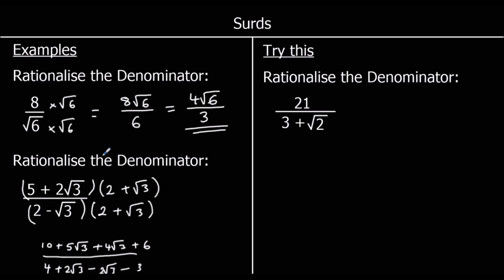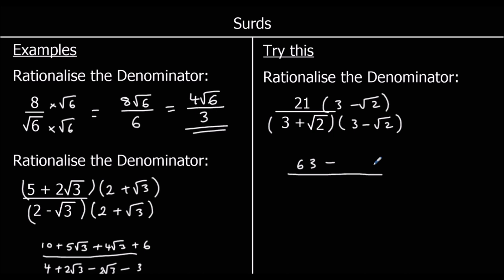So we've got 21 over 3 plus root 2. We're going to multiply top and bottom by 3 minus root 2. And that will get rid of the surd from the bottom of the fraction. So on top, 21 times 3, 63. 21 times negative root 2, positive times a negative is negative. 21 times root 2 is 21 root 2.